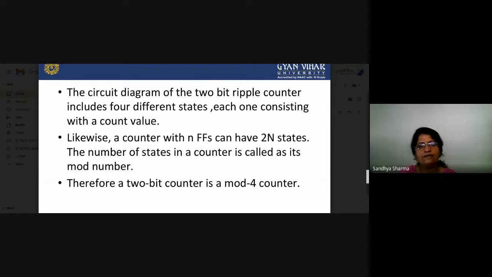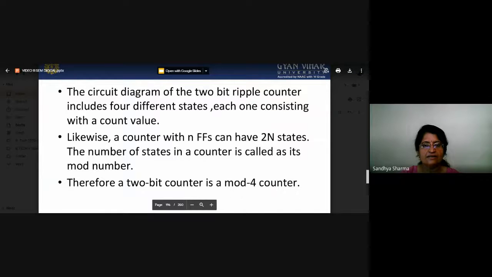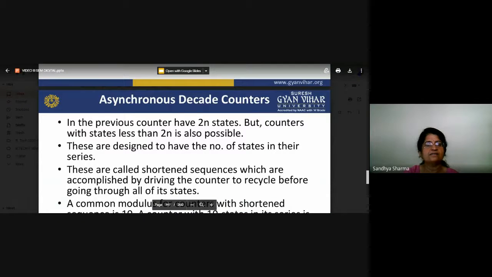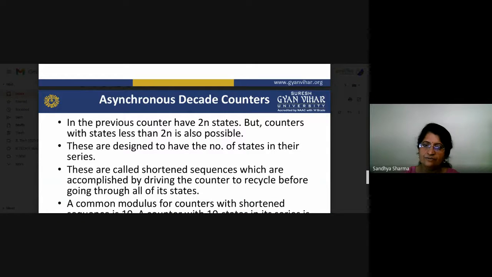Now the 2-bit ripple counter, so how many states are there? There are 4 states. If we are using a 2-bit ripple counter, it means there are 2 flip flops, so the number of states will be 4. If there are 3 flip flops, then the number of states will be 2 to the power 3, that is equal to 8. So that is a simple logic for how many flip flops we require. That is basically 2 to the power n states, where n is the number of flip flops.